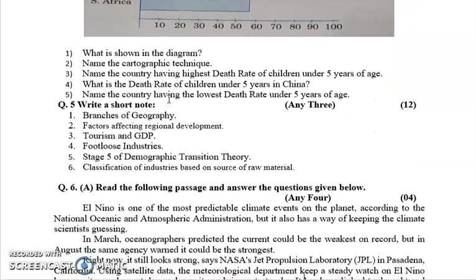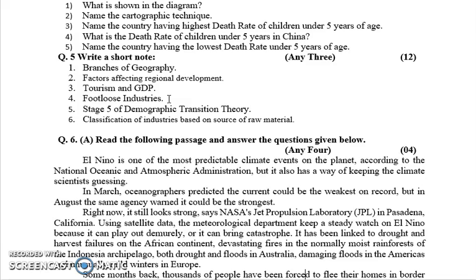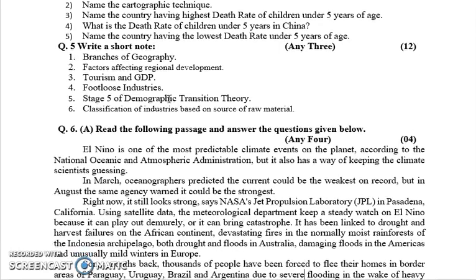Next is write a short note. This is for any 3 short notes out of 6. The first is branches of geography, factors affecting regional development, tourism and GDP, footloose industries, stage 5 of demographic transition theory, classification of industries based on sources of raw material. So these are some of the short notes which you have to write.